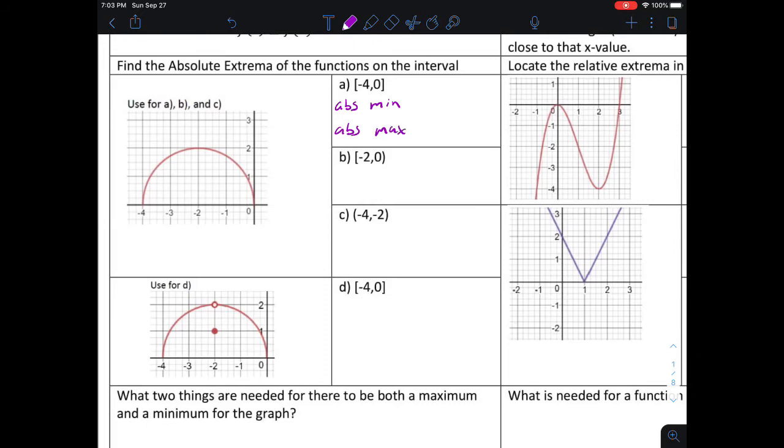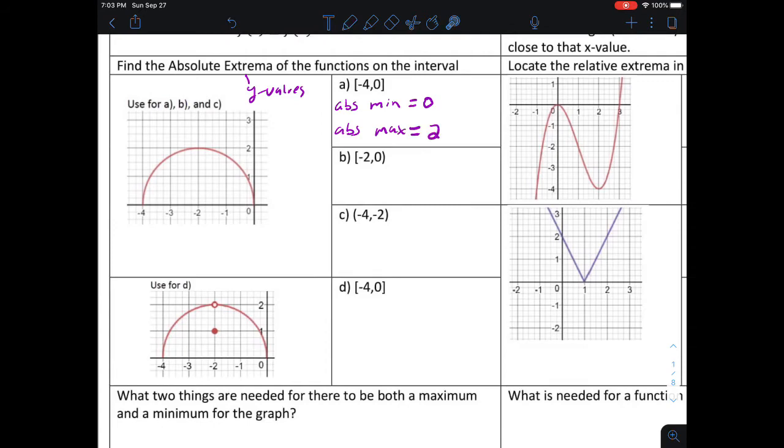All right, when we're talking about the extrema, we're talking about y values. So the absolute smallest y value that I see here is when y is equal to 0. The absolute tallest y value here is at y is equal to 2.